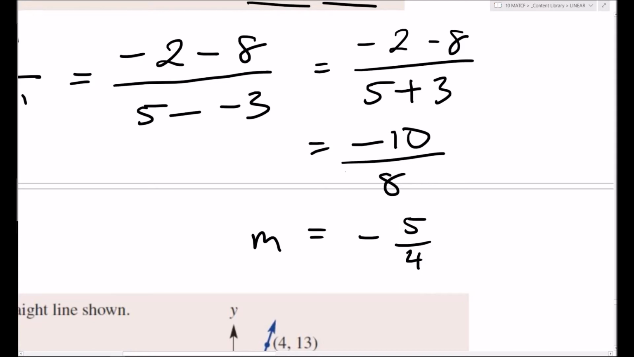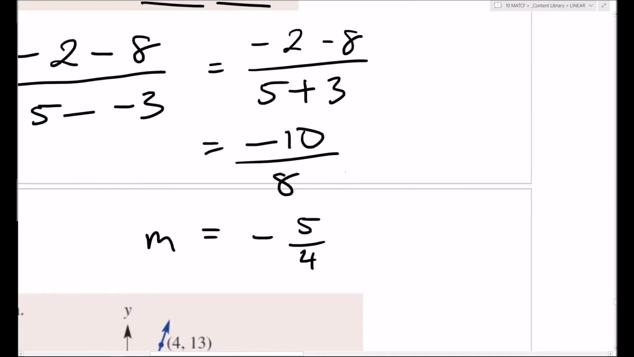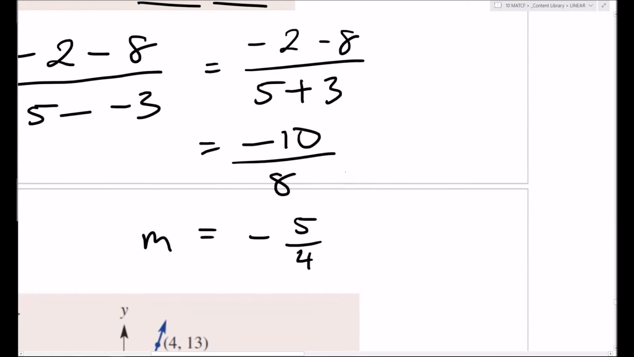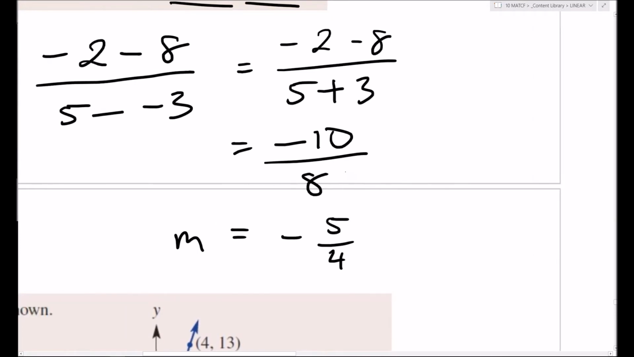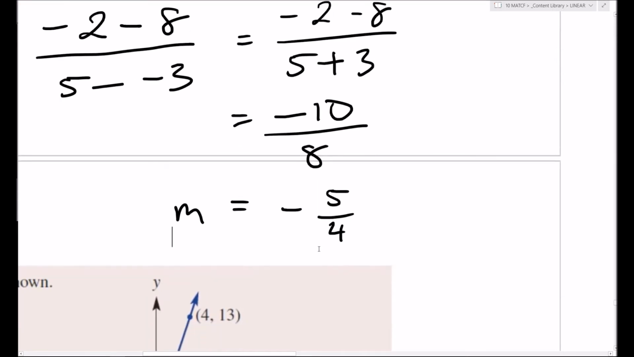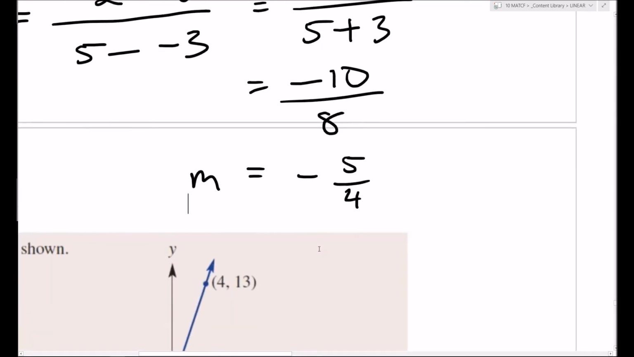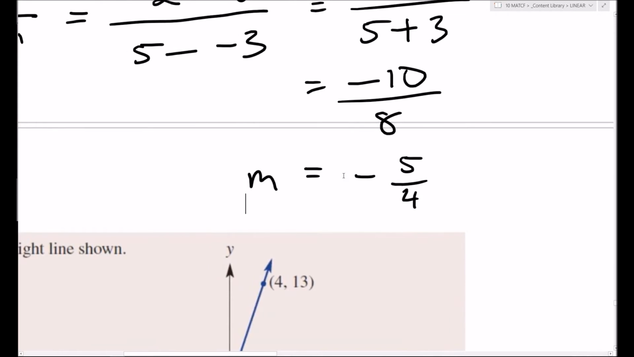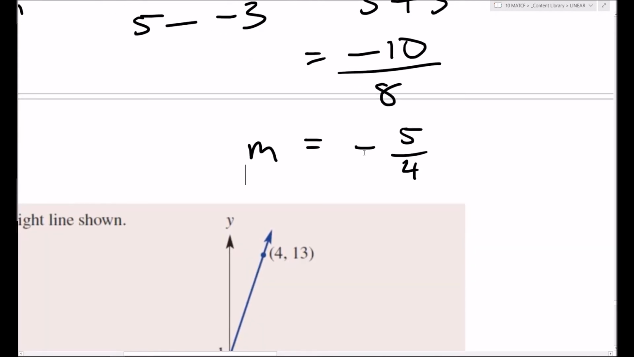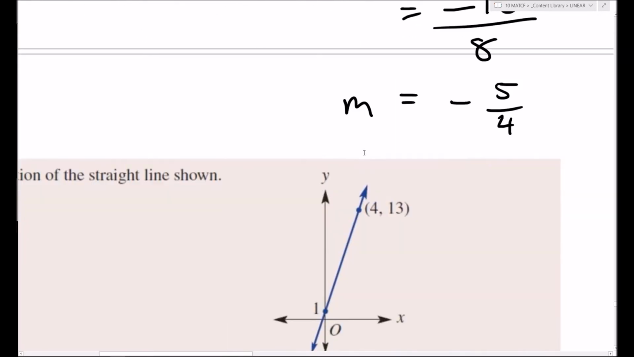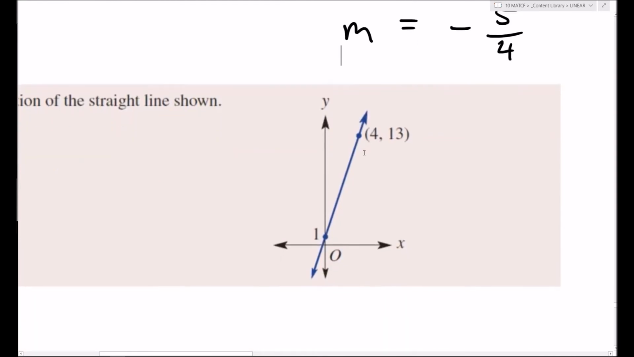M equals -5 over 4. You could simplify that into a decimal, 1.25, but I would prefer if you actually left it as a fraction for now. Because for most of your formulas, you might be asked to, for example, draw the graph, and it's easier to draw a graph if you have your fraction, because you can just use it as a rise over run for your gradient. Okay, all right, let's move on.